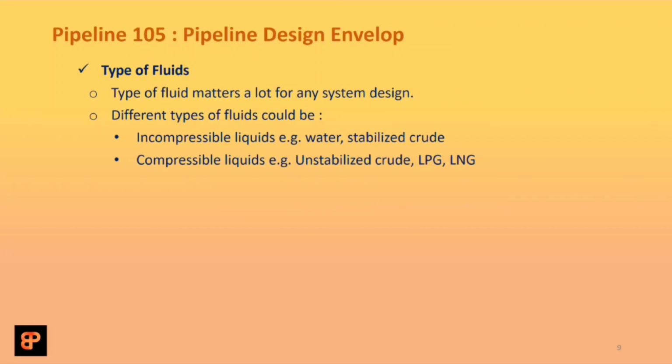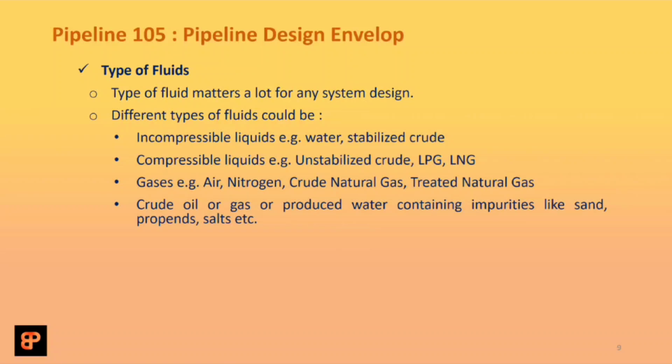Then there could be compressible liquids like unstabilized crude, LPG, LNG. There could be gases like air, nitrogen, crude natural gas, treated natural gas, crude oil or gas, or produced water containing impurities. So even though this is one of the fluid services mentioned above, it can have some impurities, and I will talk about it when we go to the material selection. The impurities also play an important role.